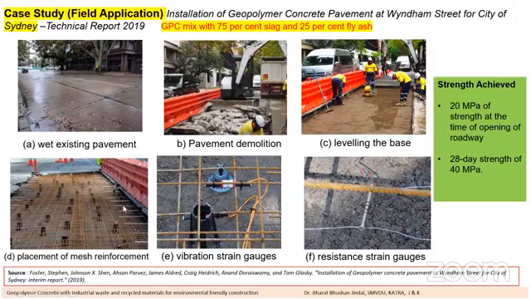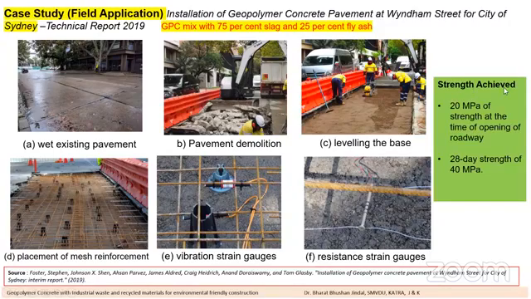These photographs clearly indicate that earlier there was a wet pavement and that pavement was already in a deteriorated stage. After that, the pavement was demolished, then the base surface was levelled and the mesh reinforcement was placed. Vibrating strain gauges were deployed there to understand the vibration, then the resistance strain gauges.